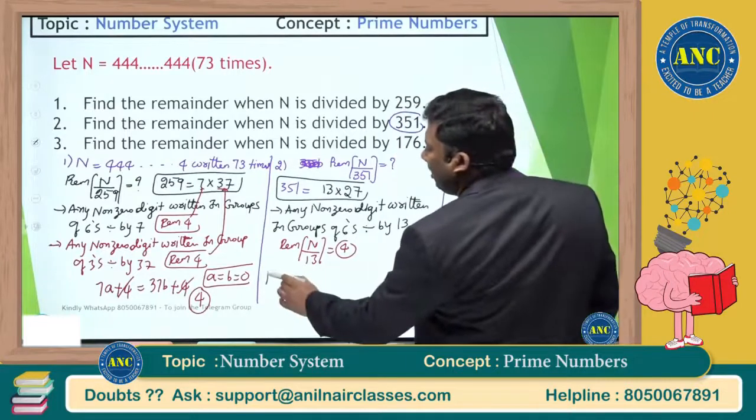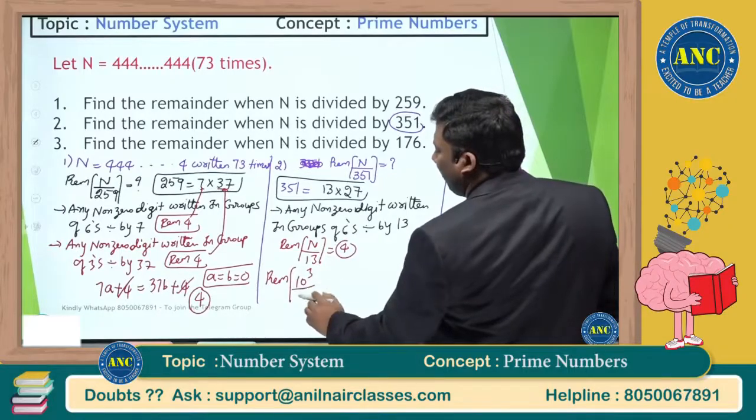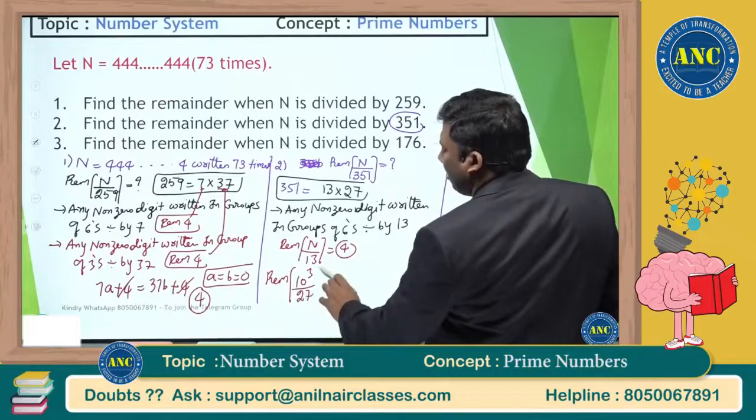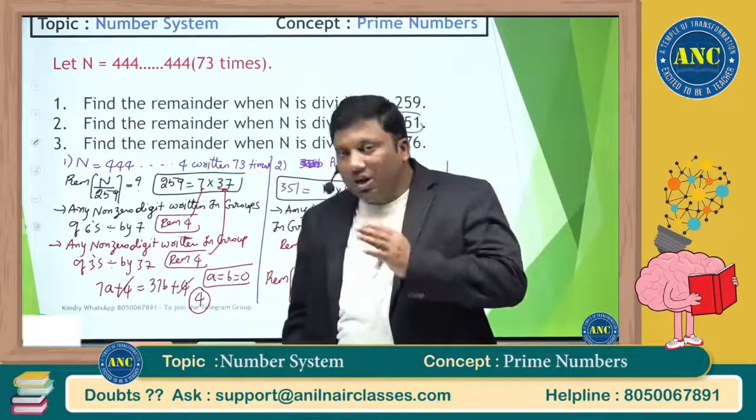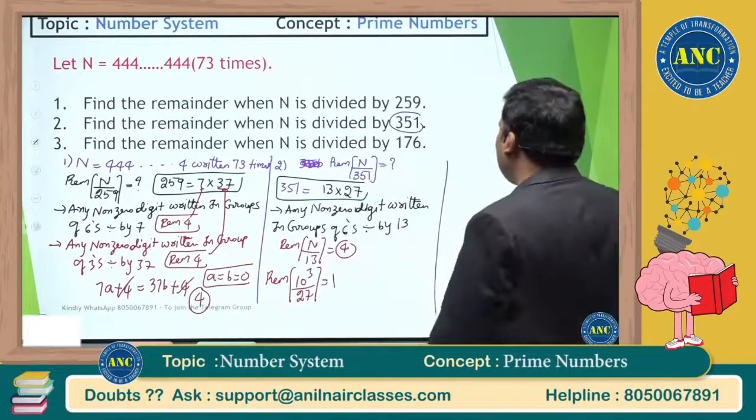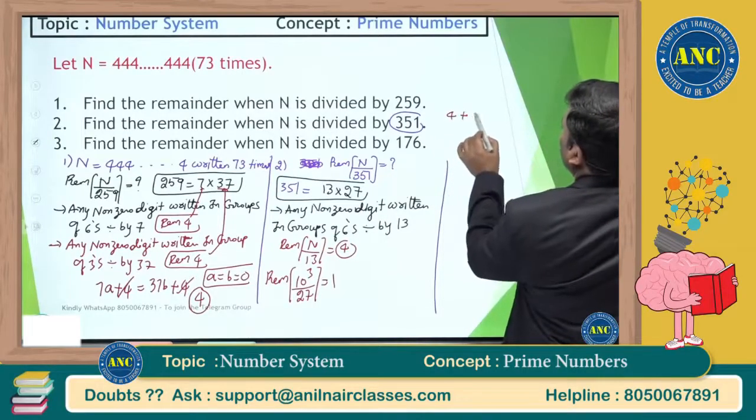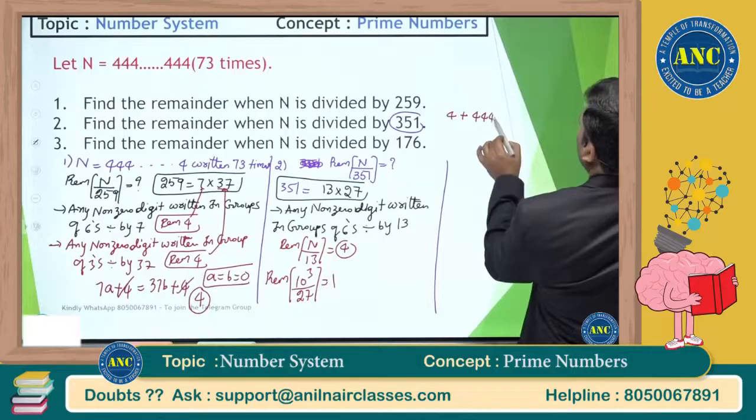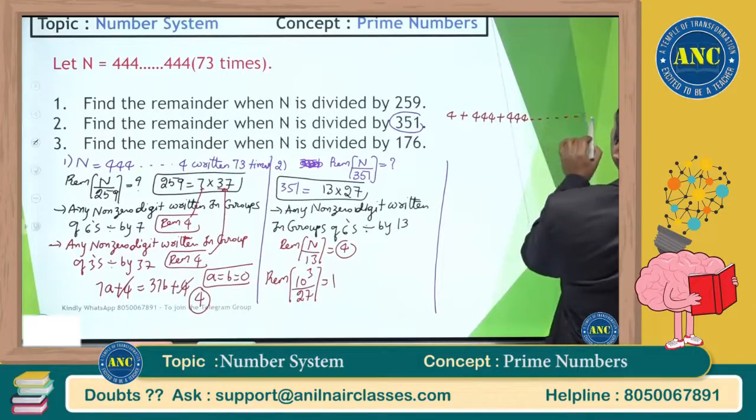What is the divisibility rule of 27? 10 cube divided by 27 is 1. Start from right hand side, take a group of 3 digits and add them: 444 plus 444 and so on.